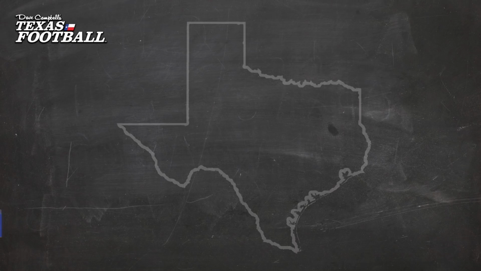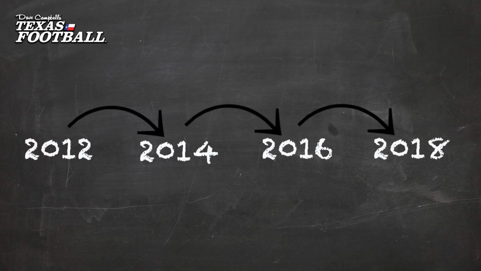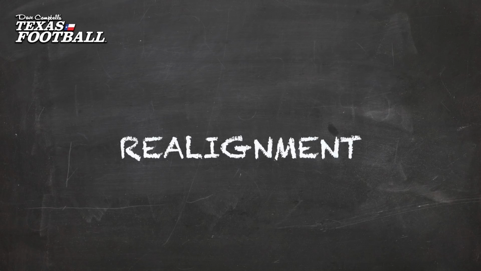That's a job for the UIL. The UIL is the University Interscholastic League, the governing body of extracurricular activities in Texas public schools, including Texas high school football. Every 2 years, the UIL redraws the districts in which Texas high school football teams play. We call this realignment. The new districts are announced in February, but it starts in October on Snapshot Day.